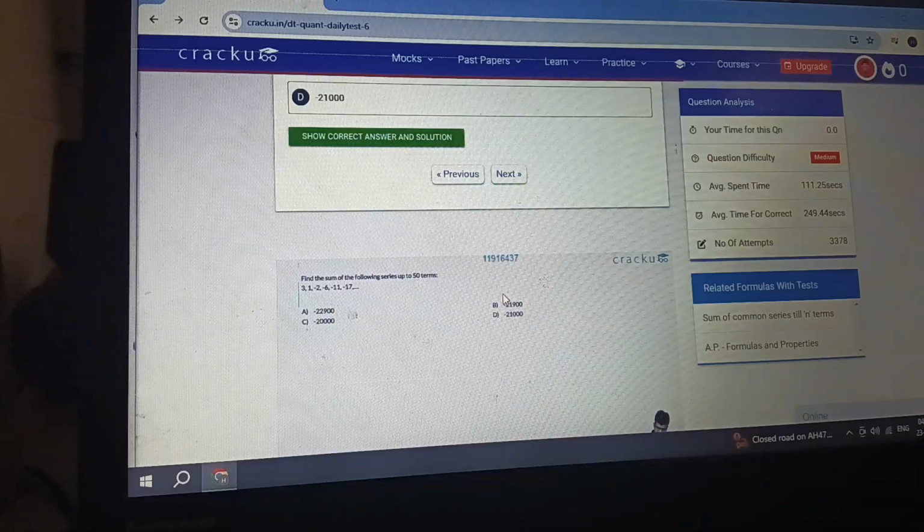In this question we are given a series and we are asked to find out the sum of the first 50 terms. If you are looking at the series, the first term, let us call it T1, is equal to 3. The second term T2 is equal to 1. The third term T3 is equal to minus 2. The fourth term is equal to minus 6. The fifth term is equal to minus 11. And the sixth term is equal to minus 17. And it will go on like this.